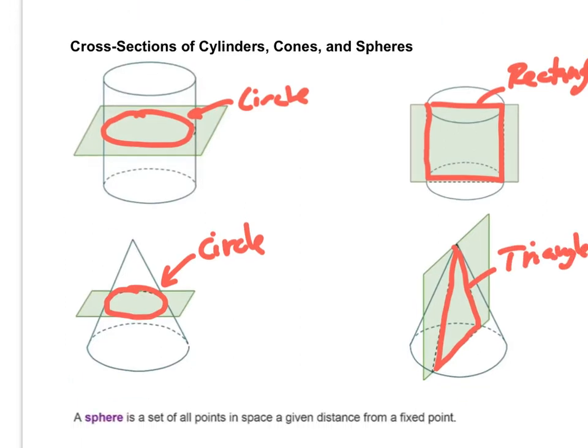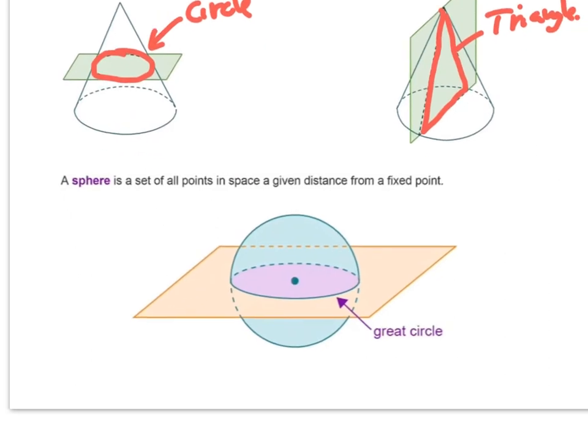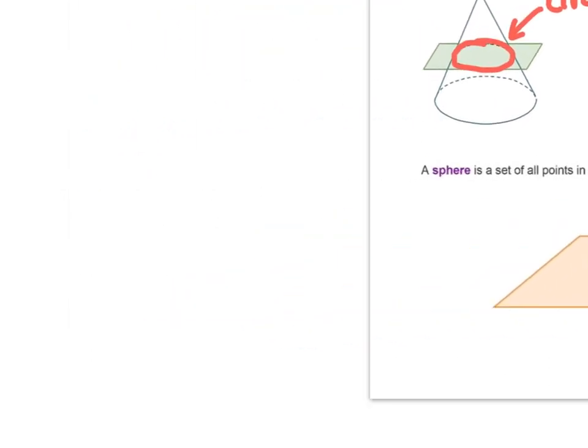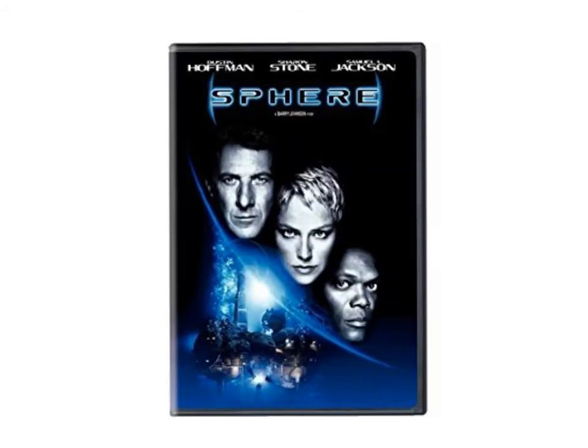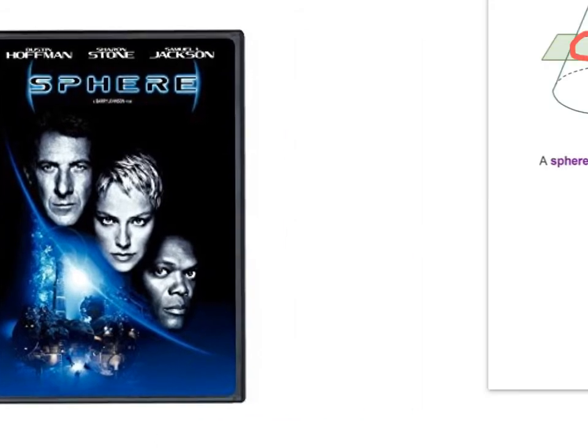All right, the last 3D shape I want to introduce to you is a sphere, which is also a movie starring Samuel L. Jackson, Dustin Hoffman, and somebody else. It was kind of an interesting movie. I want to say that it's rated PG-13, so you guys should all be able to watch it. It's a good movie. It was made in 1998, starring Dustin Hoffman, Samuel L. Jackson, and then Sharon Stone. She was, yeah, I think she's an attractive woman. Okay, so that's what I've got.